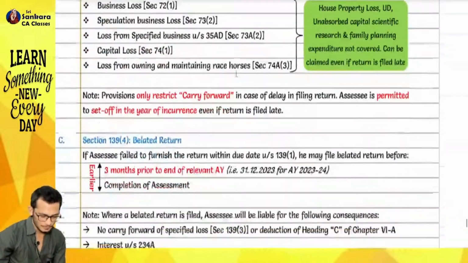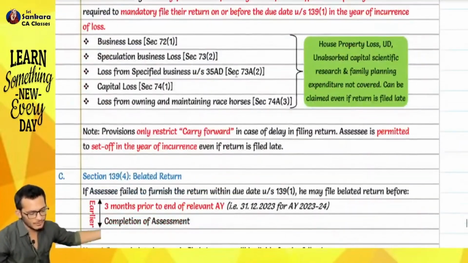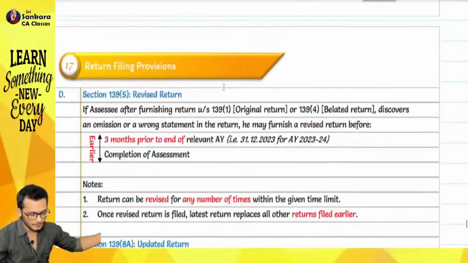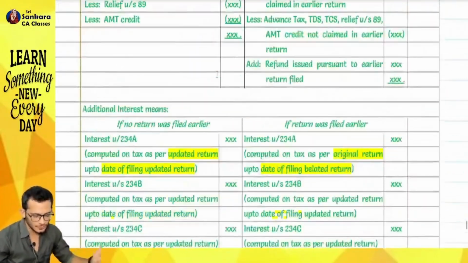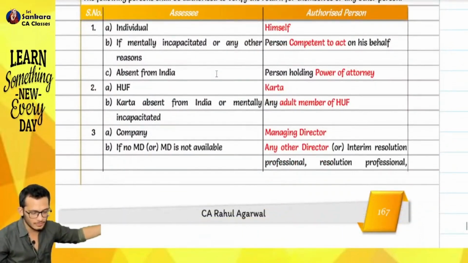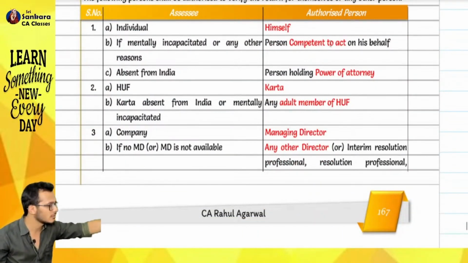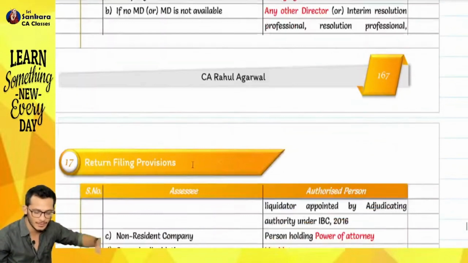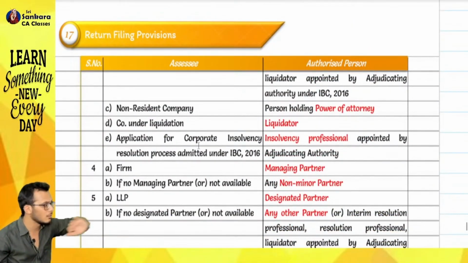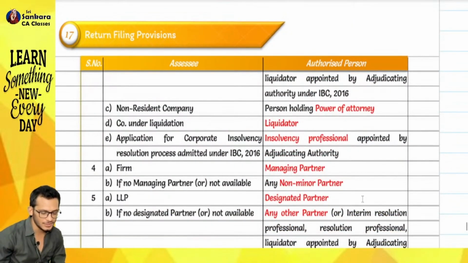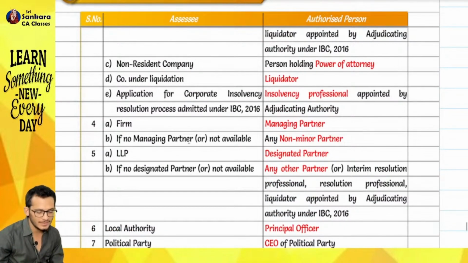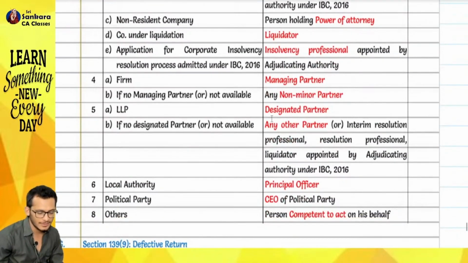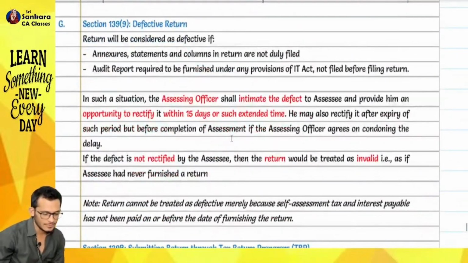Any doubts? Mandatory return filing when you have a loss, belated return, revised return, updated return are for tomorrow's class. Who can file the return? Individual: self, or if mentally incapacitated, whoever is competent to act; if absent from India, power of attorney holder. HUF: Karta, if absent, adult member. Company: managing director, if not available, any director; non-resident company, person holding power of attorney; company under liquidation, liquidator. Firm: managing partner, if not available, any non-minor partner. LLP: designated partner, if not available, any partner. Local authority and all are not coming for the exam.